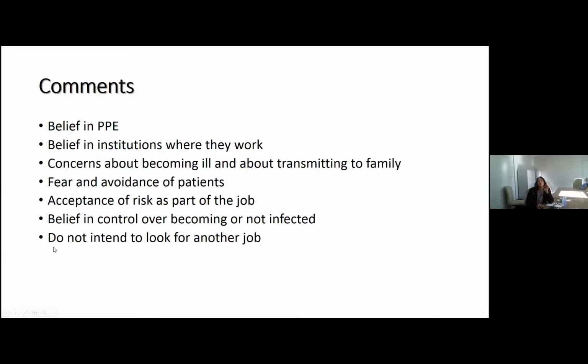Now, thinking about this summary, I probably think that it's much more optimistic than we really expected, considering the situation. I think what is worrisome is the fear and avoidance of patients, and I think this has to be worked on. But the concerns about becoming ill and about transmitting to family, I think are realistic, and they probably will help the healthcare worker to avoid getting contaminated. So probably this is not a bad thing. But basically, we're open to discussion. This is basically what I have to present.